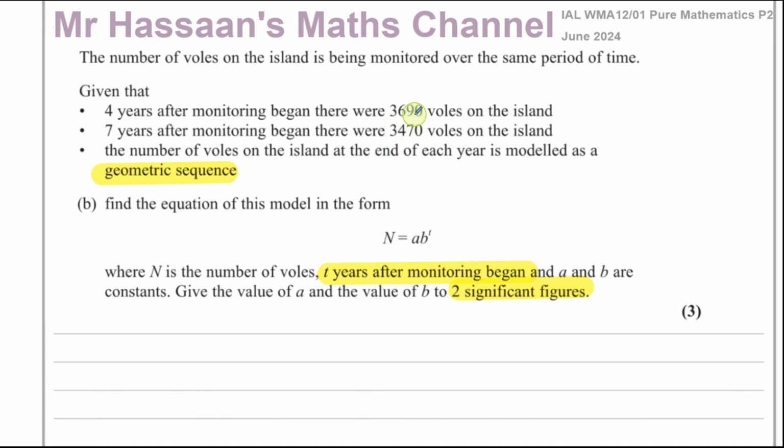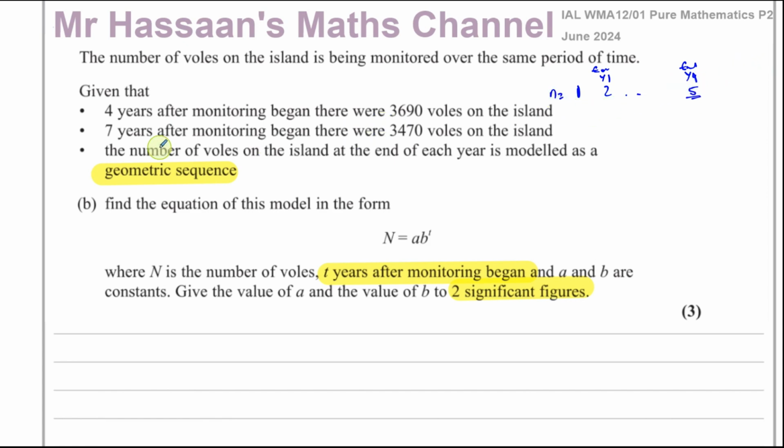So this is the number 4 years after monitoring began. So you've got the first year, the second year. So this is like the beginning. Okay, the second term of this geometric sequence would be what you get after 1 year. So this is, okay, at the end of year 1, and so on. So 4 years after monitoring began means the end of year 4. So that's going to be the 5th term. That's when n equals 5.